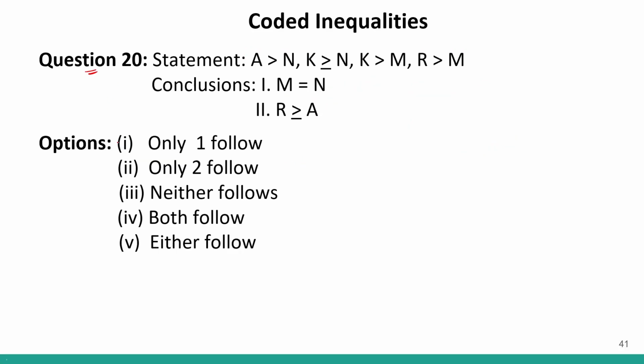Moving on to question number 20. Question number 20, let us look at the conclusions. The first conclusion says that M is equal to N. Over here, I cannot see a direct relationship between M and N. It is not mentioned, so this will be false.